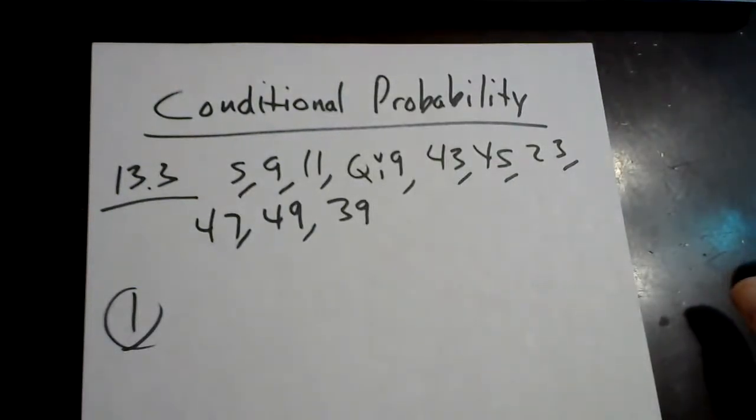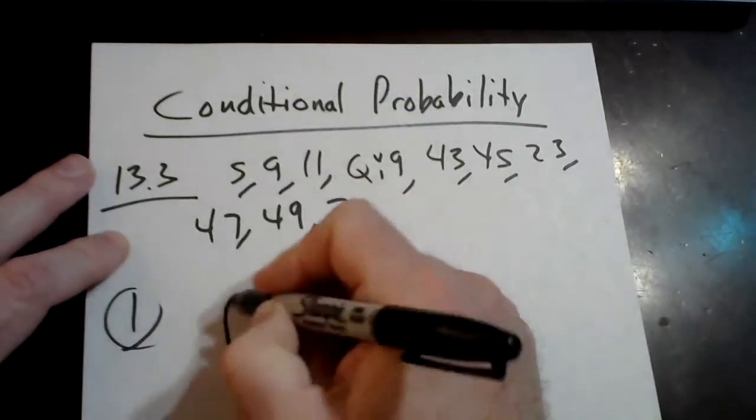Let's do the problems from the conditional probability section, starting with the first one. It says, we are drawing a single card from a standard 52 card deck. Find the probability of getting a heart given that it's red.